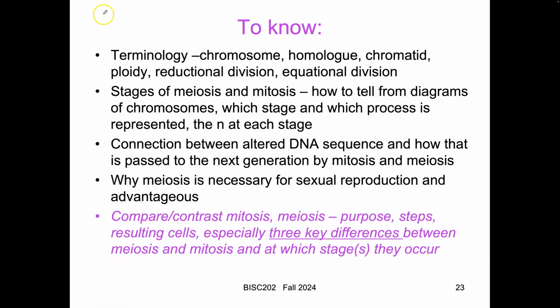And this is just a summary. So the things to know here are just basic terminology. The chromosome, the homolog, the chromatid, ploidy, replicated and unreplicated chromosomes should be added in here. And when we're talking about meiosis, which one is the reductional division and what does that mean?